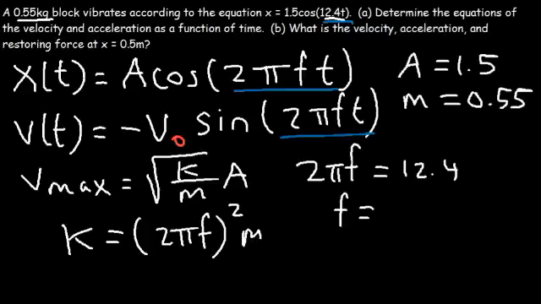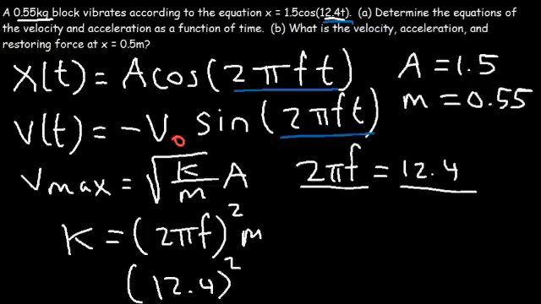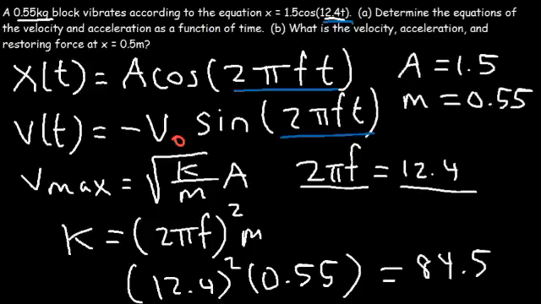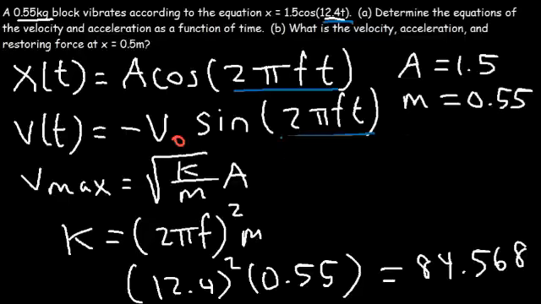Well, actually, we really don't need to find the frequency. What we could do is simply replace 2 pi f with 12.4, since we have 2 pi f in the equation. So 2 pi f is going to be 12.4, and then we're going to square it and multiply it by 0.55. So the spring constant is 84.568. So with that information, we can now find Vmax.